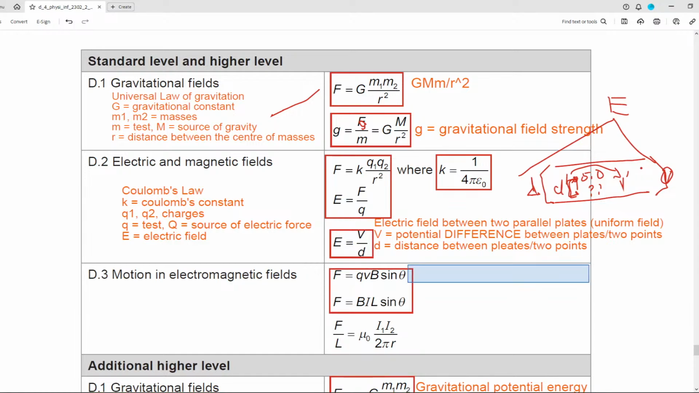All right. So let me explain what all these formulas are talking about over here. So F is the magnetic force.